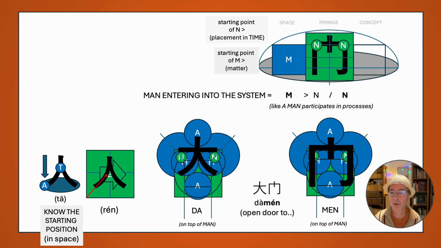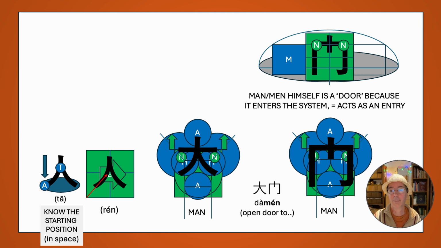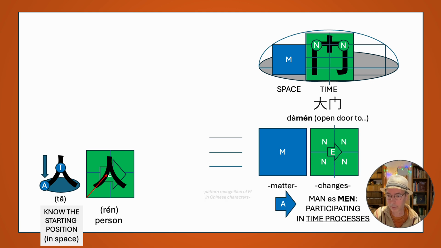The matter wants to extend, and N is the starting point of a placement in time. So that's the extension. It goes to an extension to some point in time. It will exceed itself and will succeed by participating in a process in time. Man himself in that way will become a door, because it will enter the system and it will act there himself as the entry and the entry point to it.